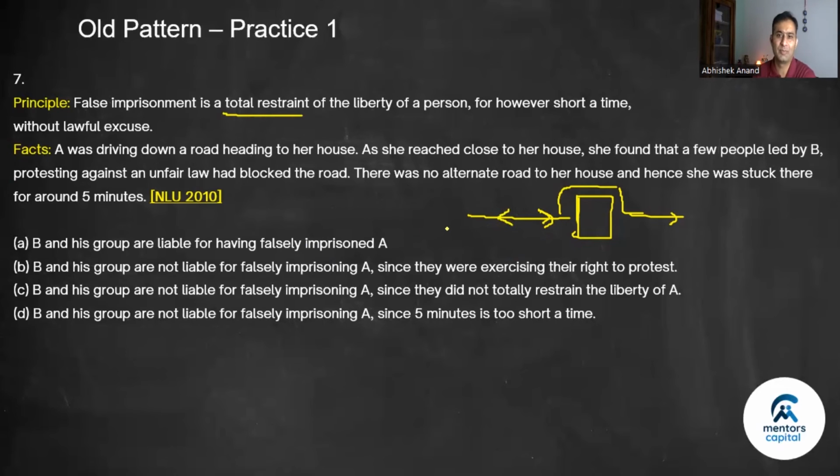You might say, sir, she will go back, time will be wasted, whatever, but it is not total restraint, is it? She can always go back. So they have not completely blocked her way there. It's not 100% restraint. You can always have gone back. So that is not total restraint, and therefore the answer would be C. Always focus on the key words, guys. Total restraint. All right.